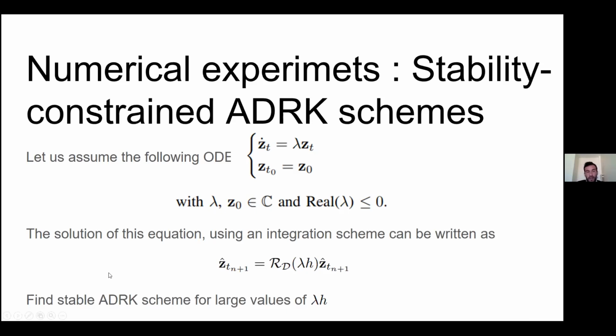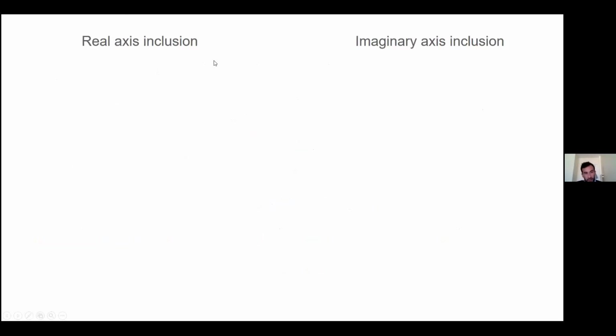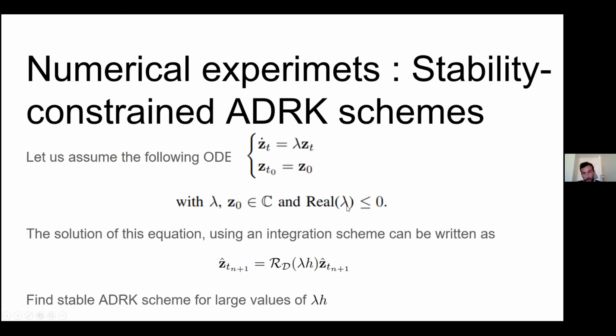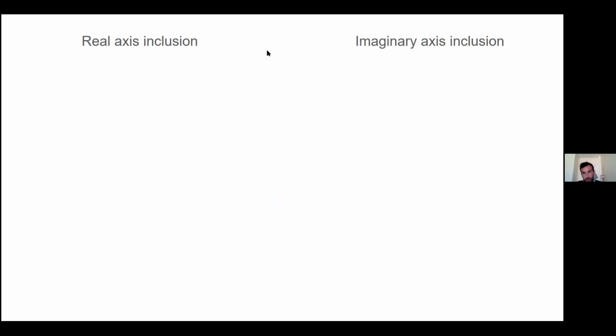Okay, so the objective of stability constrained Runge-Kutta schemes is simply to find schemes that are stable for the largest values of lambda h. So for the largest values of lambda h, we still have the stability function inferior or equal to 1 in absolute value. Two of the main treated case studies in the literature cover cases where the eigenvalues lambda are real, which is what we call real axis inclusion, or cases where the eigenvalue lambda is purely imaginary, which is what we call imaginary axis inclusion.